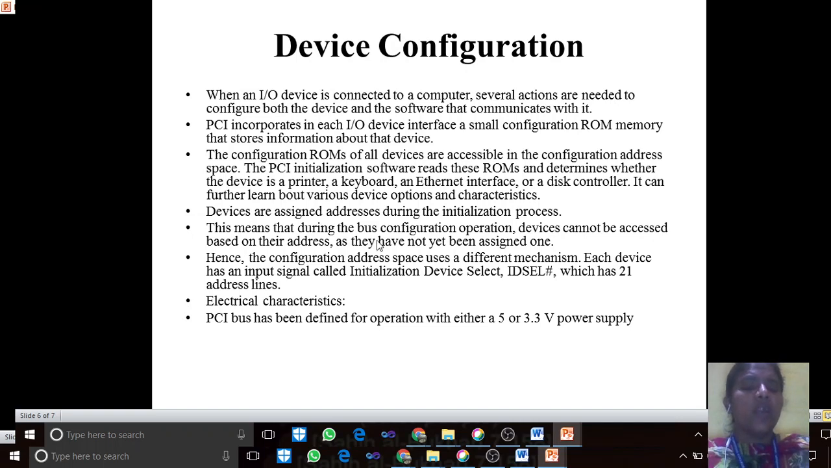This means that during the bus configuration operation, devices cannot be accessed based on their address as they have not yet been assigned one. Hence, the configuration address space uses a different mechanism. Each device has an input signal called initialization device select, IDSEL, which has 21 address lines. What are the electrical characteristics? The PCI bus has been defined for operation with either a 5 or 3.3 volt power supply.